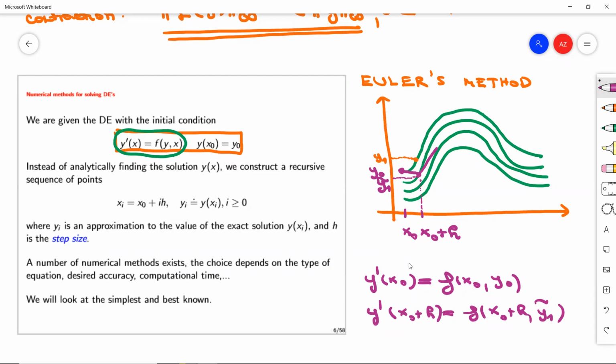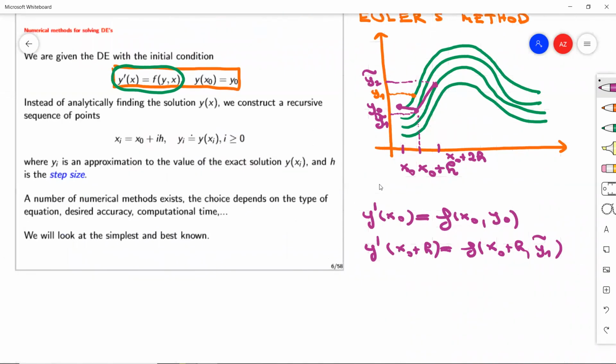Usually the step size is always the same. So for another h, we come into x0 plus 2h. We move along the tangent and finish in this point. This is our another approximation, y2 tilde. And you see, again, we did some error. We jumped from the second solution in the family to the third solution in the family, and so on. So we repeat this procedure.